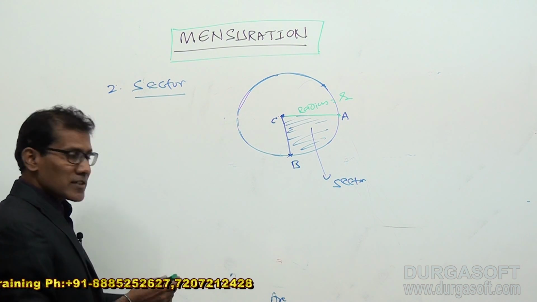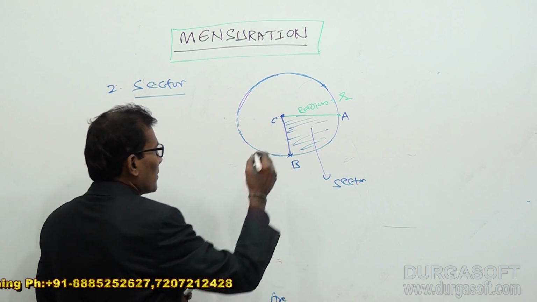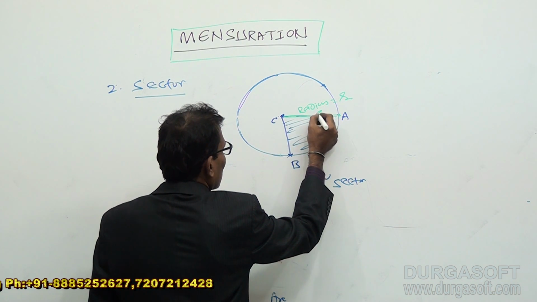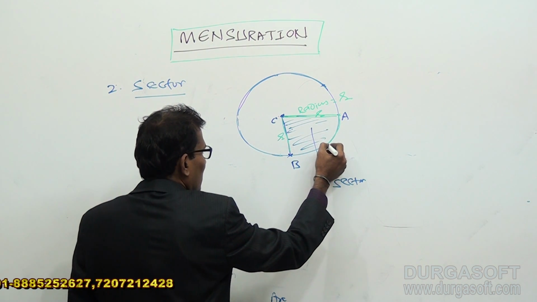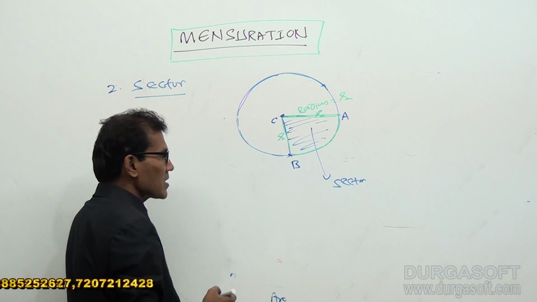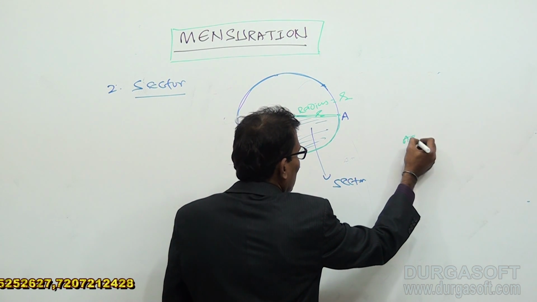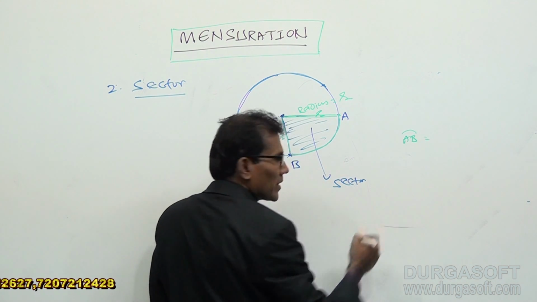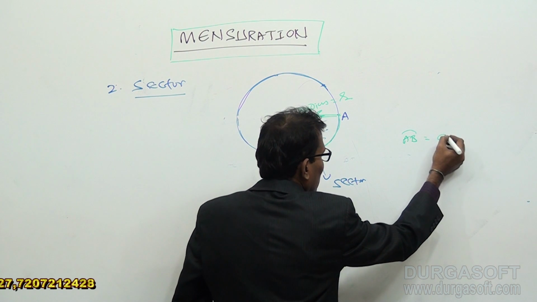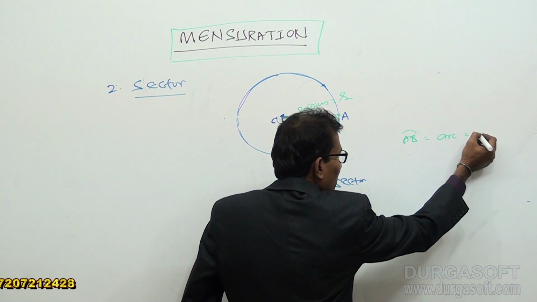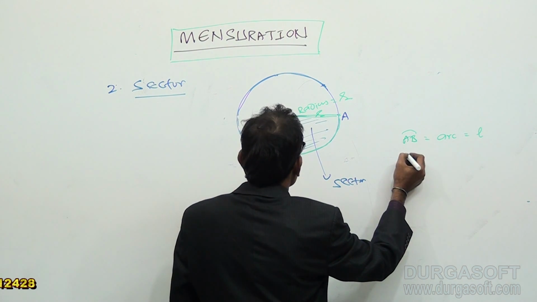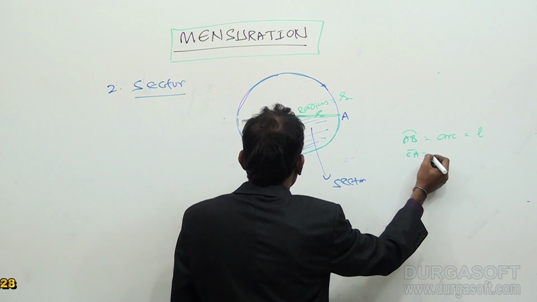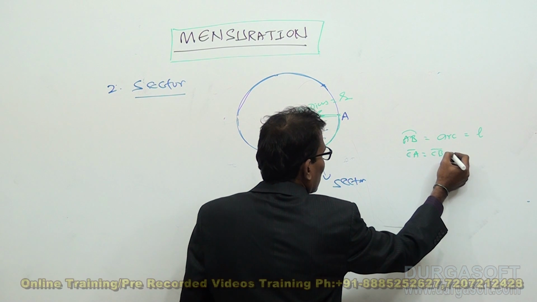Here CA and CB are the radius of the circle, meaning this is radius R and this is also radius R, and AB is the arc. AB is the arc. It is the curved line, that's why we are taking it like this. Let the length of the arc be some L, and the radius is CA or CB, which is denoted by R.